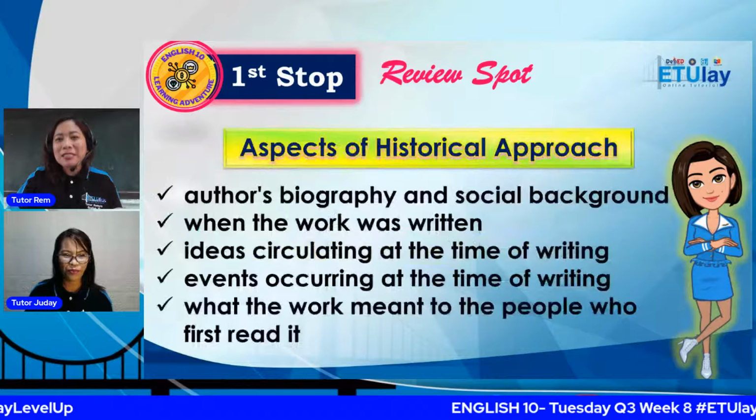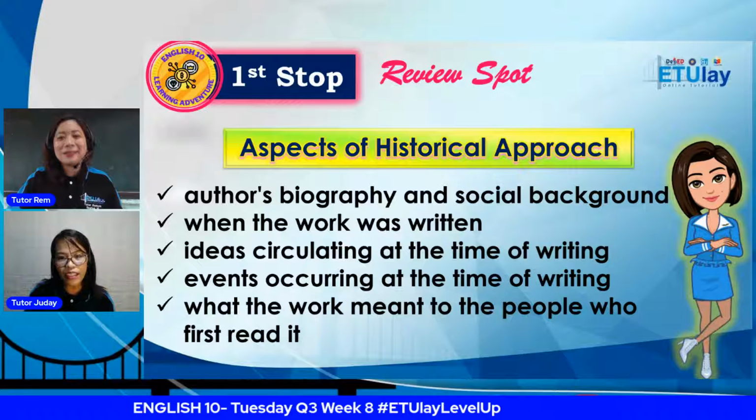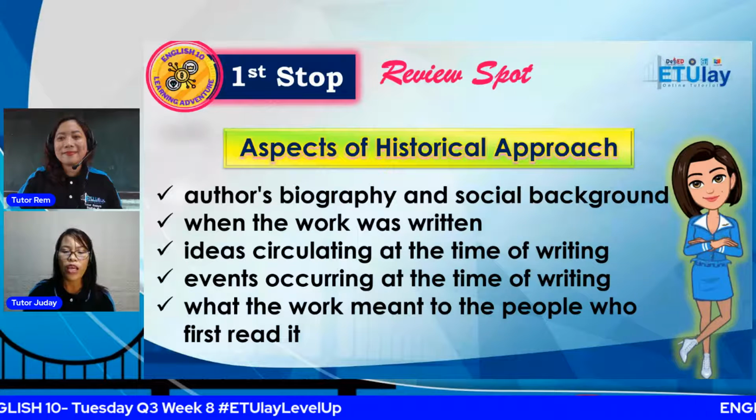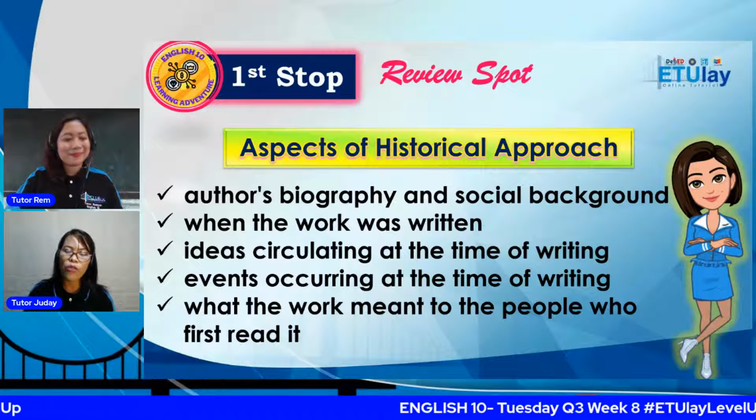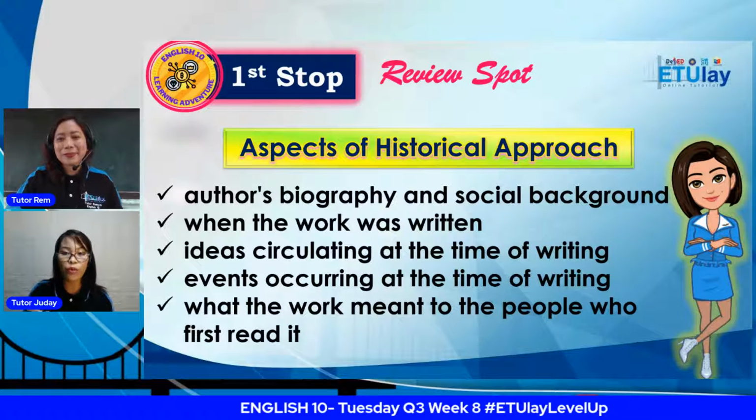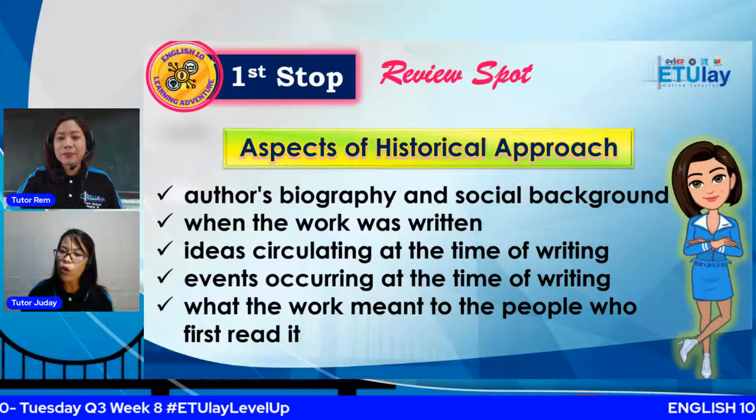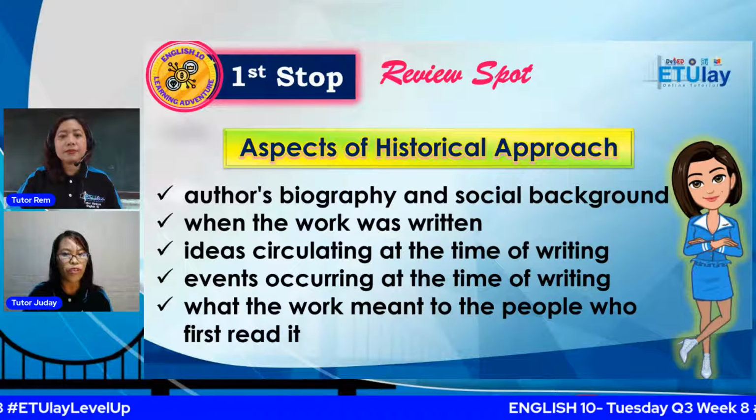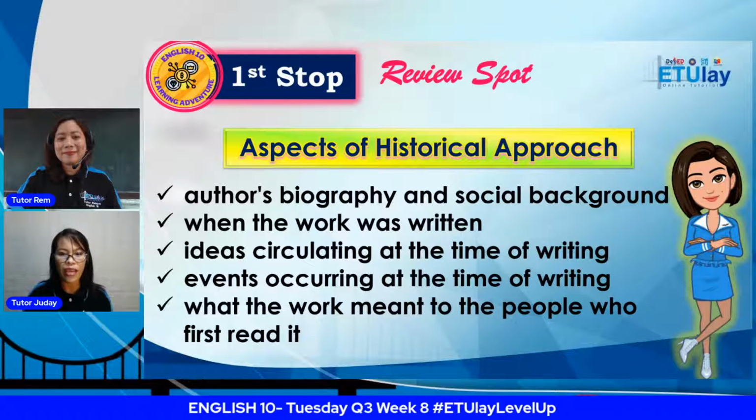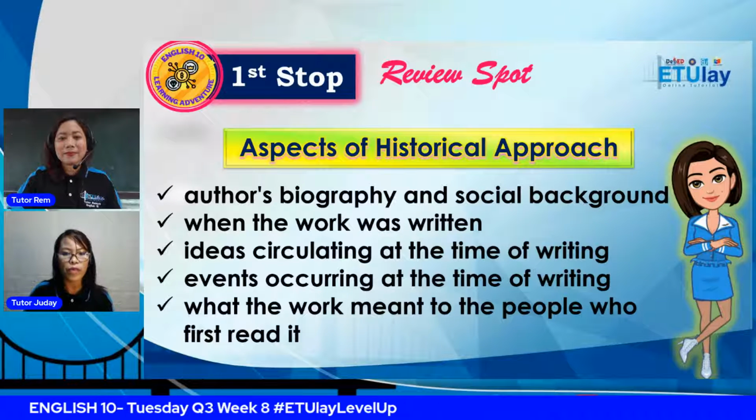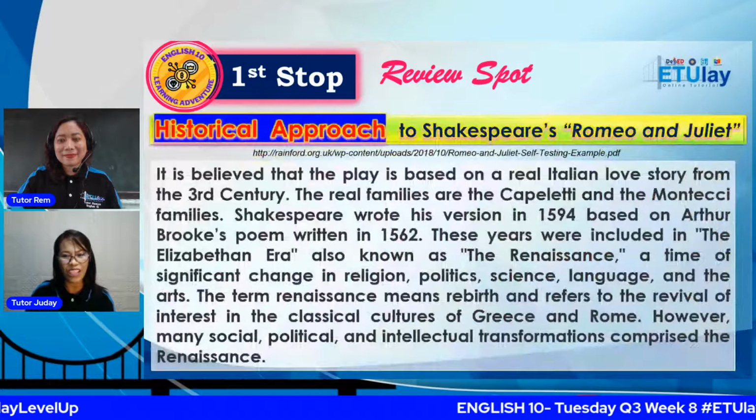And Tutor Guide Jedi will say something about the aspects of this approach. Please don't forget the aspects of the historical approach. You look into the author's biography and social background. And you also have to look into when the work was written, the ideas circulating at the time of writing. Also, try to check the events occurring at the time of writing. That is also very important. What happened during that time and what the work meant to the people who first read it. That's also one thing that you have to look into.